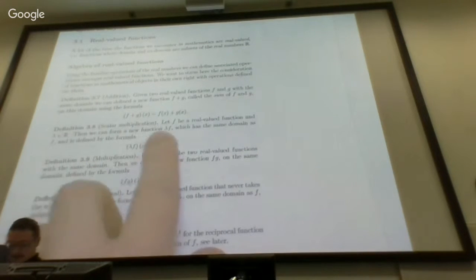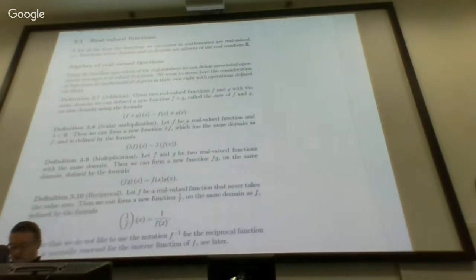Similarly, with multiplying by, you could call them scalars, or coefficients lambda, you can multiply a function by any real number. It gives you a new function whose value, when evaluated at an argument x, is simply lambda times the value of the old function f. In the same way, you can multiply together functions and take reciprocals. Well, you can take reciprocals as long as you never encounter a value of 0 for the function f.